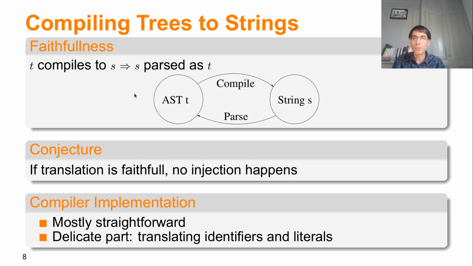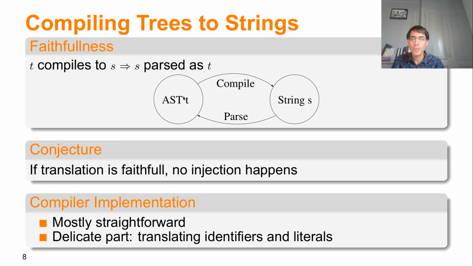So, of course, the translation has to be done carefully in order not to be vulnerable to injections. So, what does carefully mean? Actually, we conjecture that if our translation is faithful, no injection will happen. What do we mean by faithful?